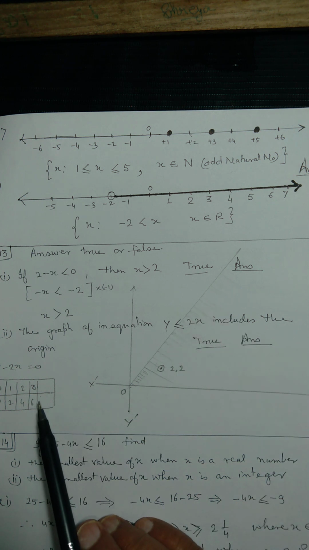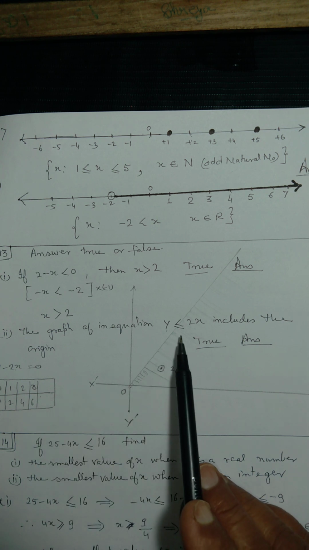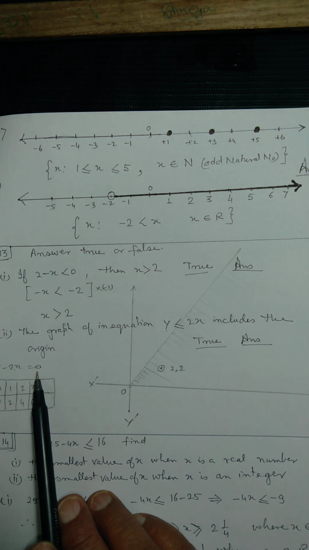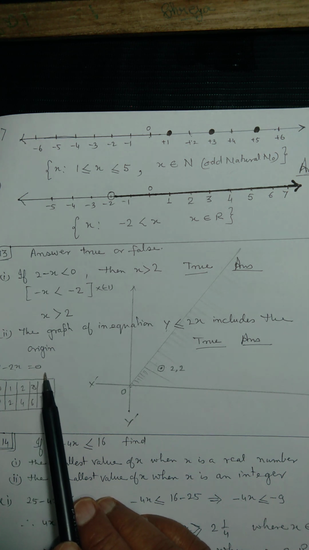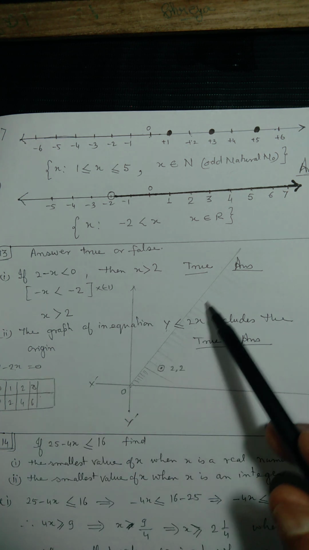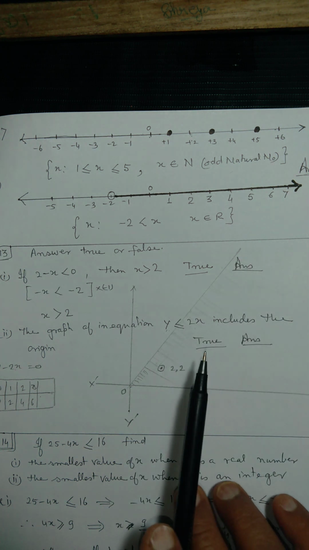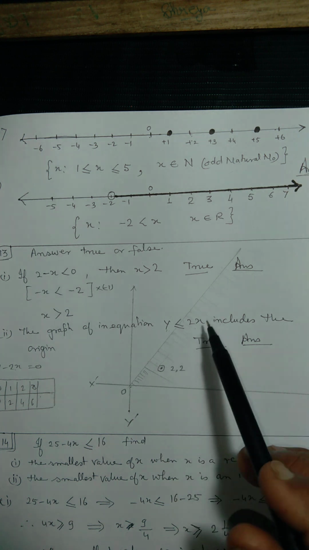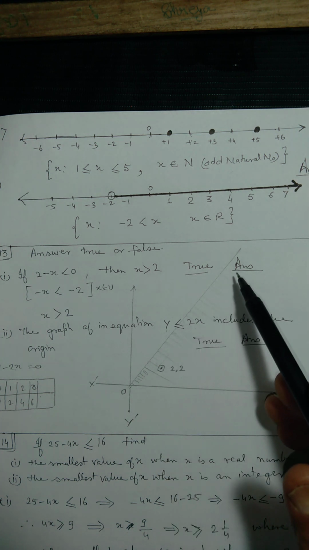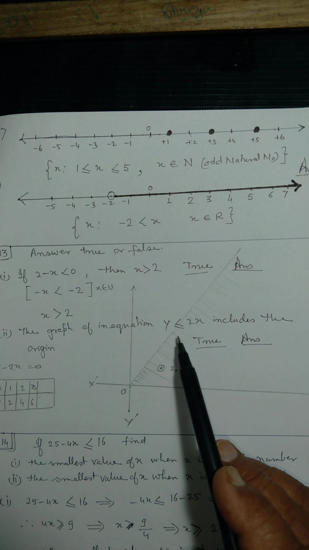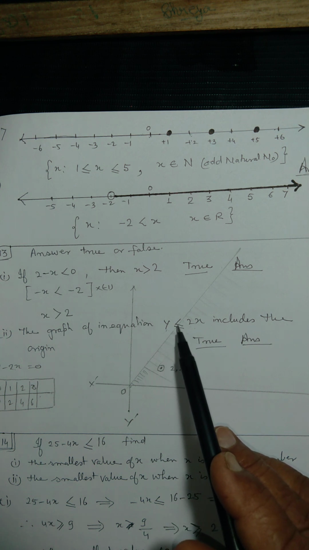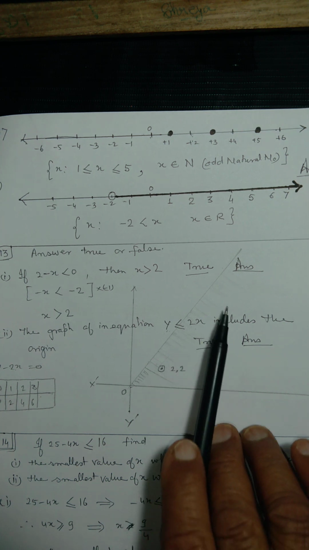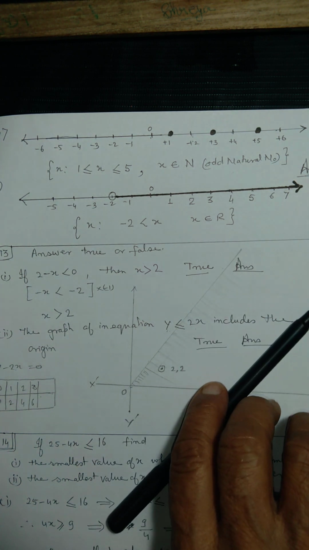But we have to decide that y is less than 2x. Less than or equal to means including this line as well as the region, meaning all those points, or you can say the solution set area or region of this line means y is less than or equal to 2x. So all these regions, you see I have shaded this line.